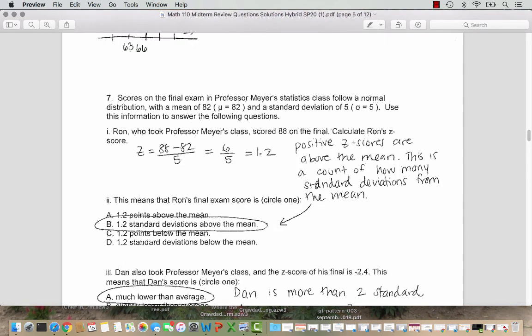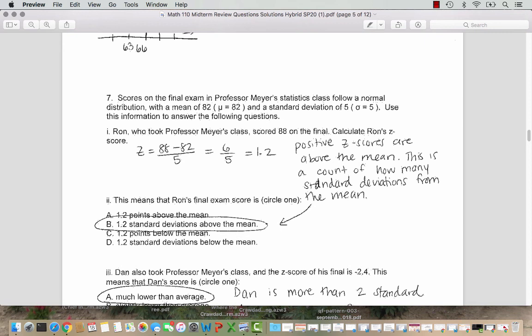Question 7 tells us about scores on the final exam in Professor Meyer's statistics class. So we're told those scores follow a normal distribution with a mean of 82 and a standard deviation of 5. So we are going to use this information to answer the following questions. So the first question tells us Ron scored 88 on the final, and we want to calculate Ron's z-score.